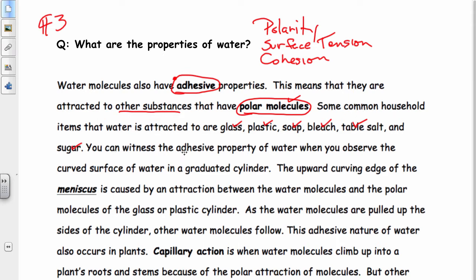things. You can witness the adhesive property of water when you observe the curved surface of water in a graduated cylinder. The upward curving edge of the meniscus is caused by an attraction between the water molecules and the polar molecules of the glass or plastic cylinder. So let's take a look at this for a minute and see what this looks like.